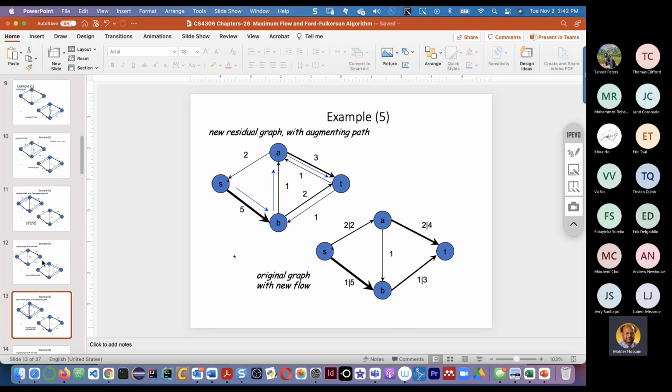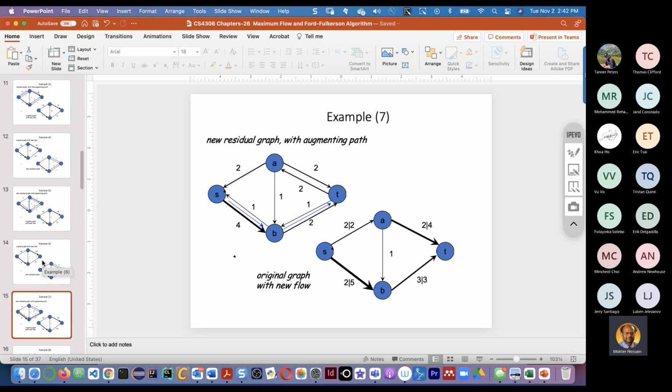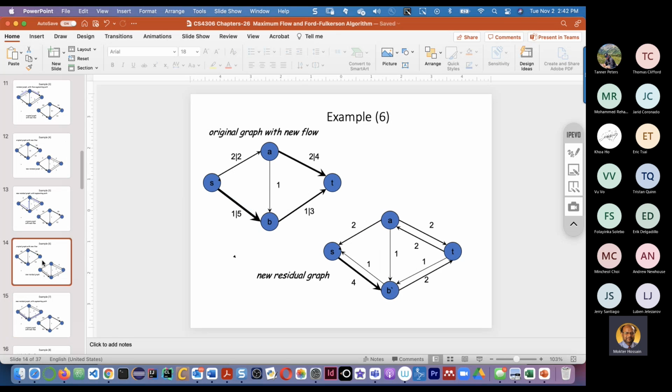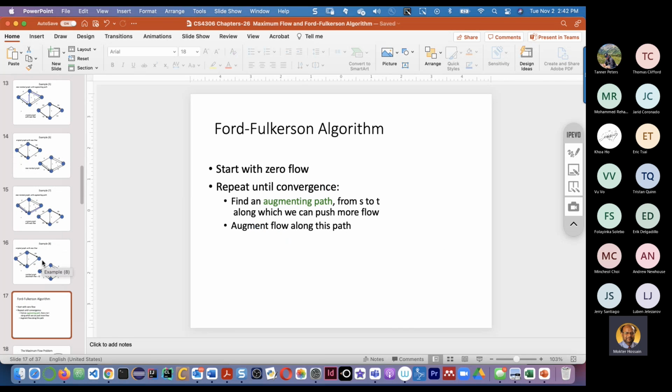Okay, so these are the examples. Please go through this example and try to understand. If you don't understand this, then we will discuss it in our next lecture. In our next lecture we will go through the Ford-Fulkerson algorithm.